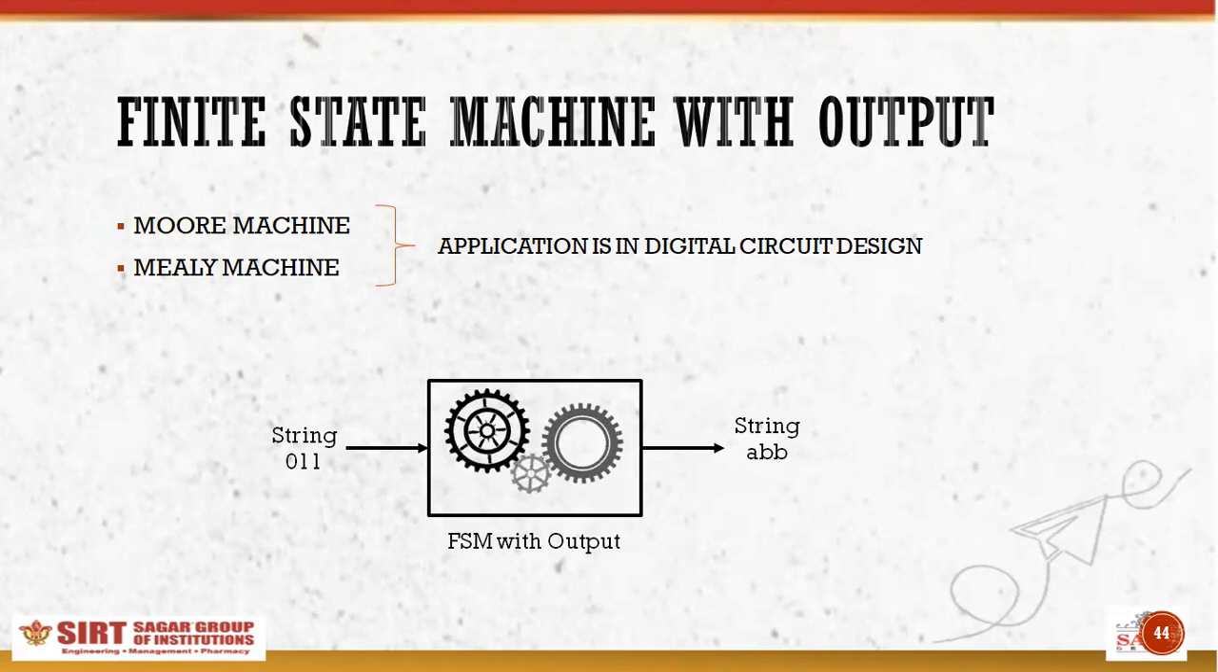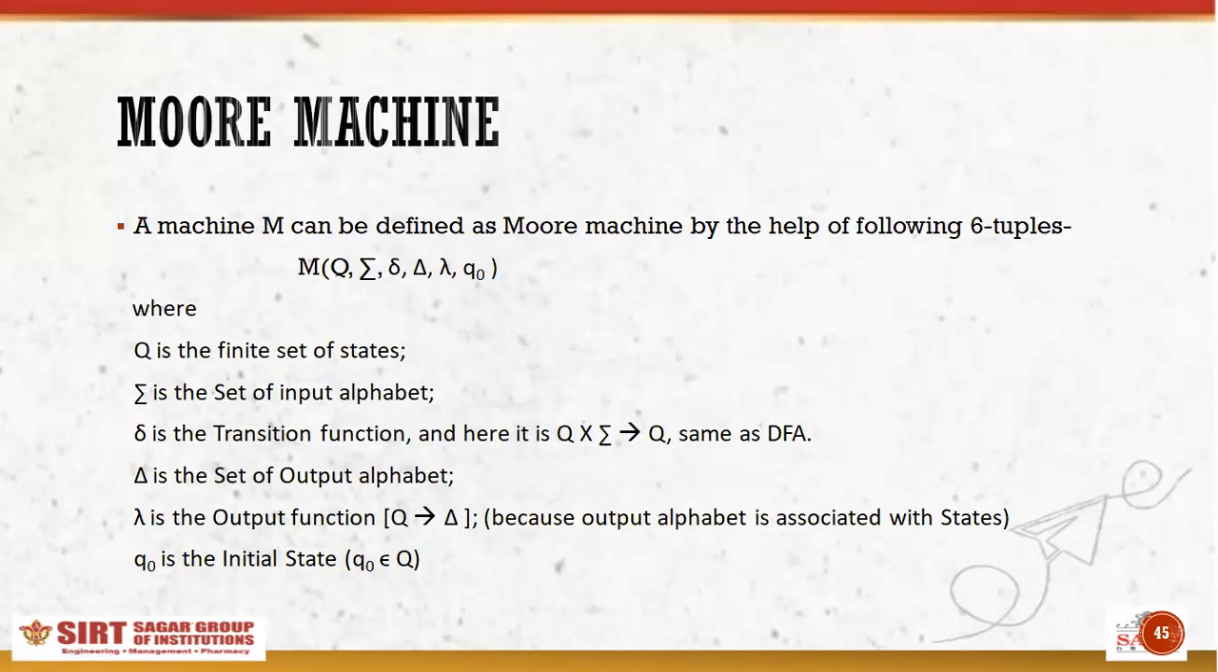On the contrary, in a finite state machine without output, you were giving some string as input, and on the output side you were getting a valid or invalid signal, or a 0 or 1 signal. That means you were getting a binary output. In that kind of machine you were testing the validity of a string, but here you are generating a new output for a given string. So there are two machines, Moore machine and Mealy machine. I'll discuss them one by one.